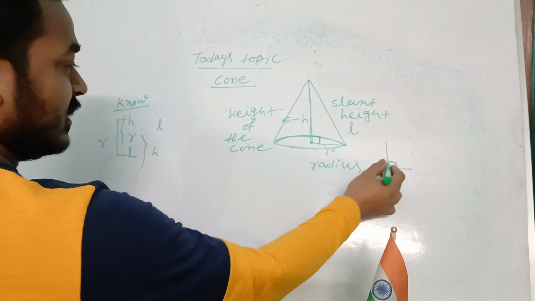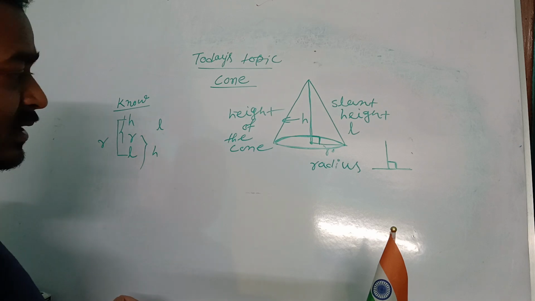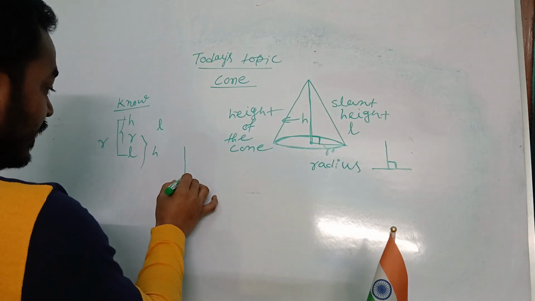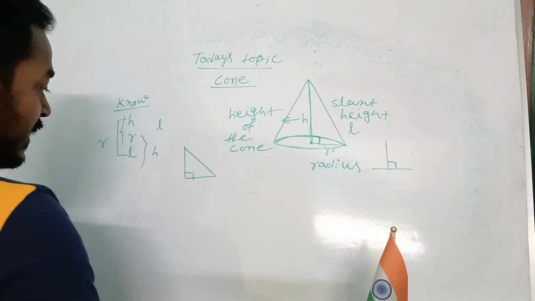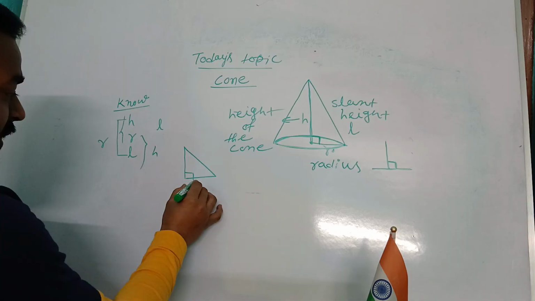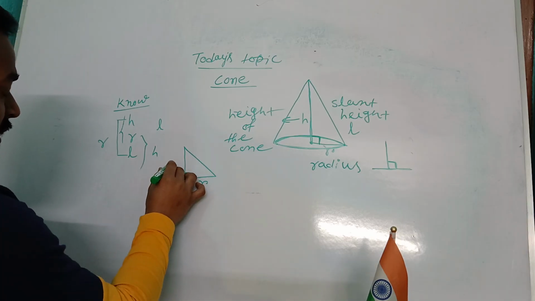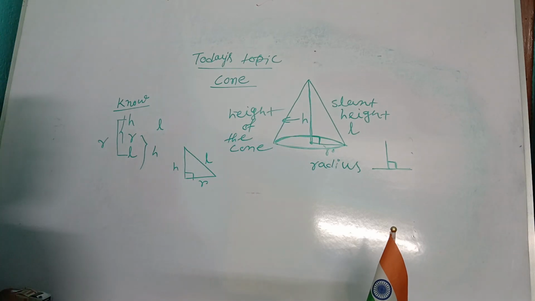So here it is 90 degrees, and 90 degrees means right angle. If we consider one right angle triangle, then according to the diagram, this part is R, this is the height H, and this is the hypotenuse, so it is L.